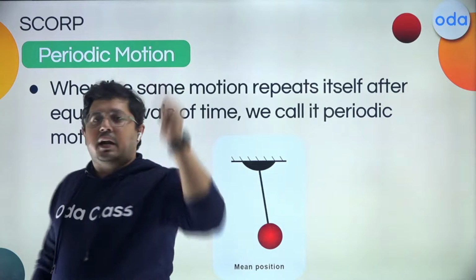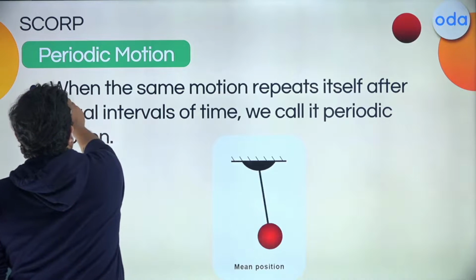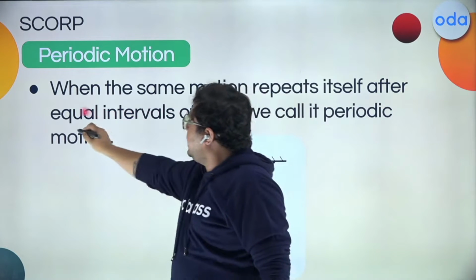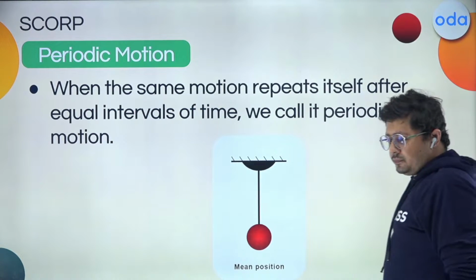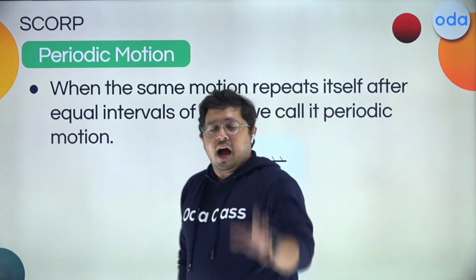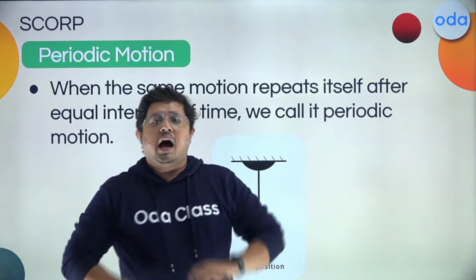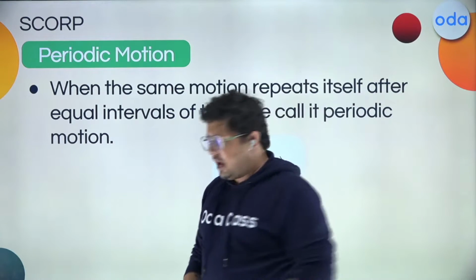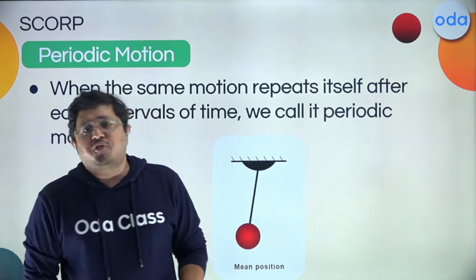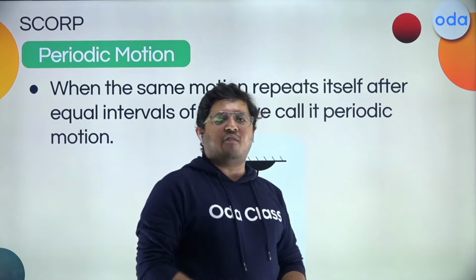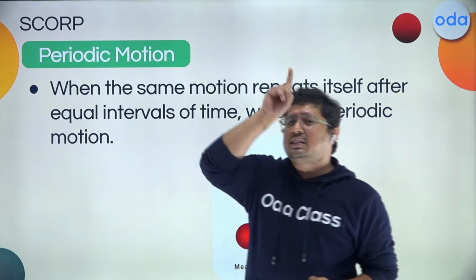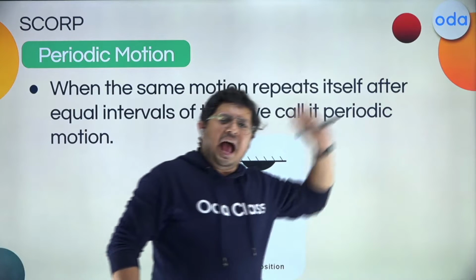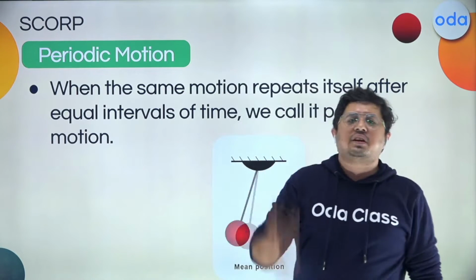So the motion that repeats itself, यहाँ पे हम लोग देखेंगे when the same motion repeats itself after equal intervals of time. The most important thing, after equal intervals of time, after every 28 days, we have a full moon. After every 365 days, we have a new year. And after every 24 hours, we have a new day. So this is the same motion that is repeated again and again after a fixed interval of time.